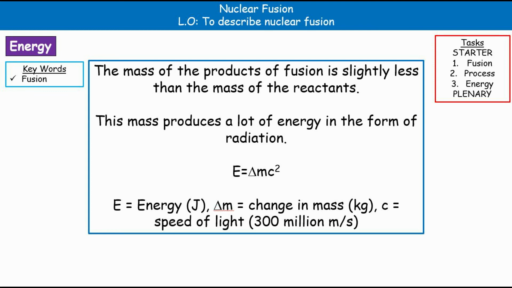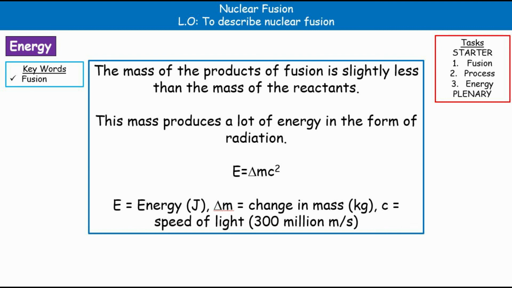The last thing we're going to consider is energy. Now, if we consider the mass, the mass of the products of fusion is actually slightly less than the mass of the reactants. The reason for that is that the mass has actually produced a lot of energy in the form of radiation. So there's a formula that you may be familiar with, E equals delta m c squared.